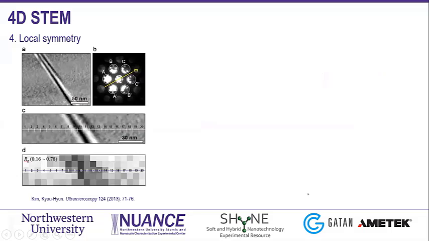Another application is local symmetry, basically going back to local symmetry using the traditional CBED, right? Here you expand that to a larger area. This is a silicon sample with a defect in the middle. As you go across that defect, you see how that changes the matrix here that determines how far off the symmetry the diffraction pattern is.